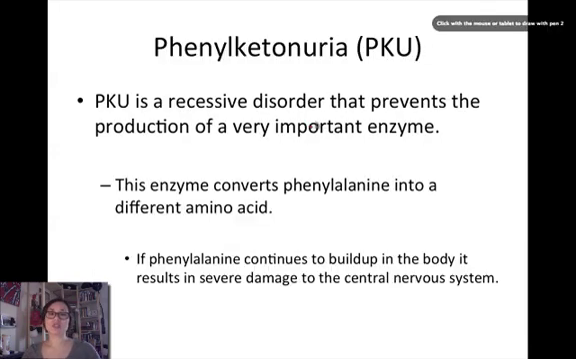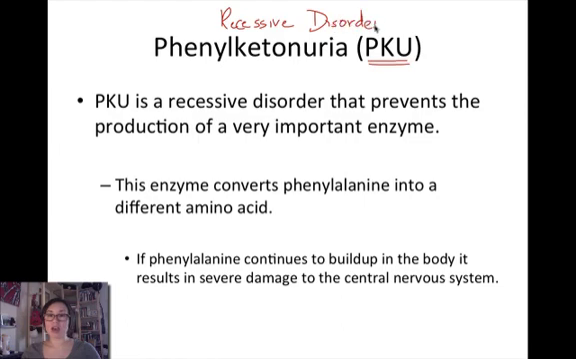Our next recessive disorder that we're going to talk about is a really difficult word to pronounce. It's a disease called phenylketonuria. We usually just refer to it as PKU. This is still a recessive disorder, so we want you to think about what we talked about for CF, because the same rules still apply. So again, it's a recessive disorder that prevents the production of a very important enzyme. And remember, in order for it to be recessive, it has to be lowercase, lowercase to actually have the disorder.